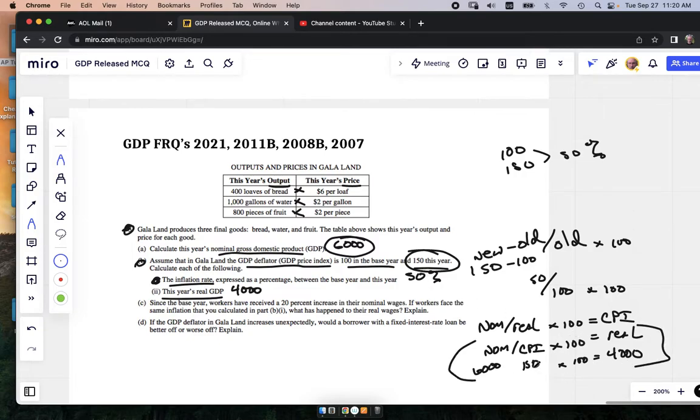And recognize the CPI is not the 50% increase from one year to the next. It is the 150, right? So you have to recognize that your CPI is that 150 there. That's where some people get confused.